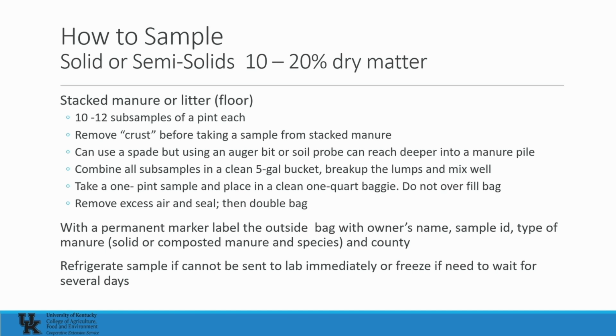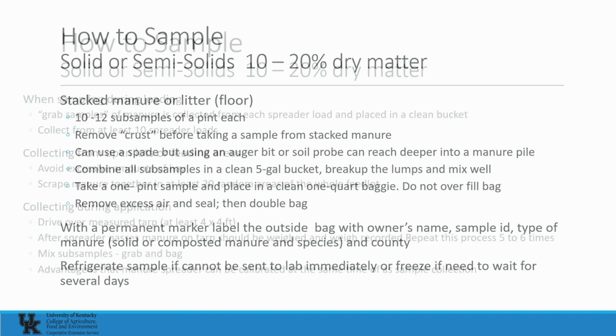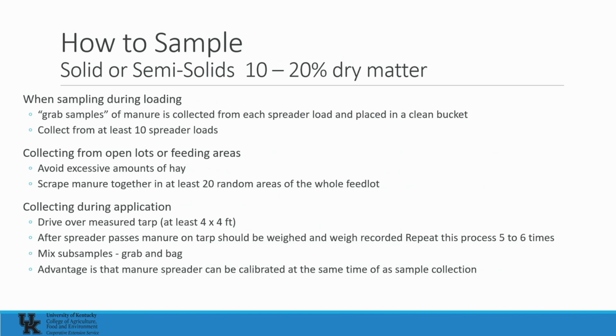Now, if we can't get this sample to the lab immediately, we need to either refrigerate it or freeze it, especially freeze it if it's going to be several days out. So the labeling and the refrigerating and the freezing are pretty much standard across all types of sample types, I should say. So continuing on, there's lots of different ways to get a representative sample.